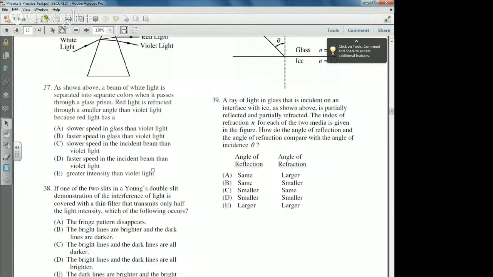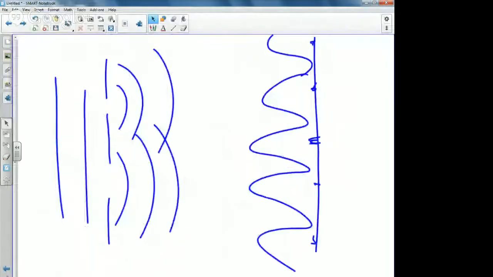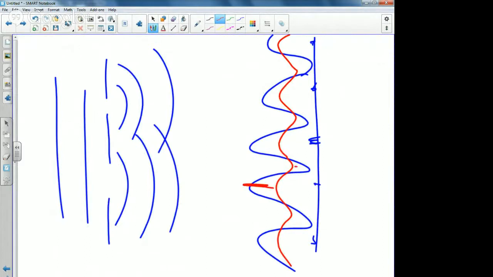Did you say they both can be darker? No, I said it's not going to interfere as much, meaning that your graph will look more like this: the bright line isn't as bright, the dark line isn't as dark. So if less light is going through, it's just not going to interfere as much.